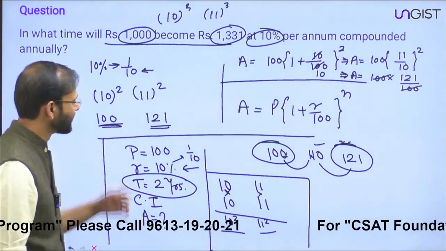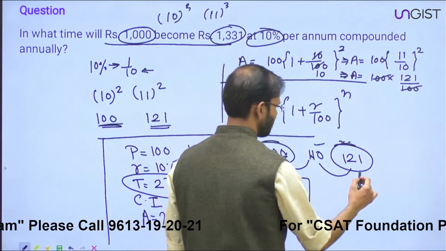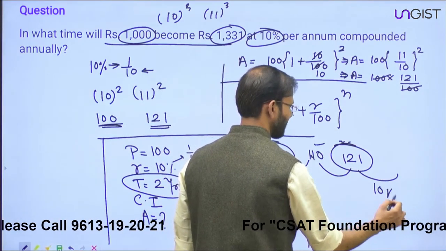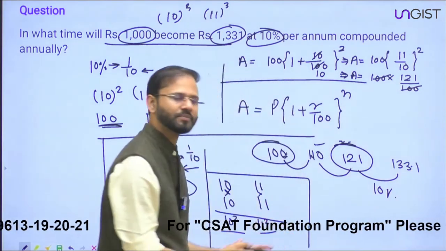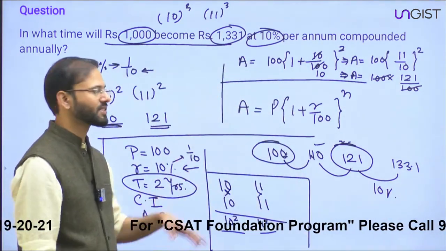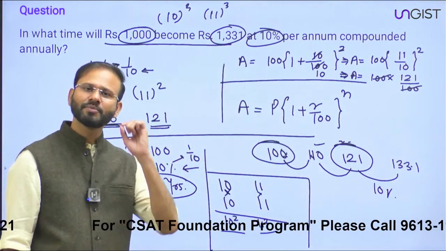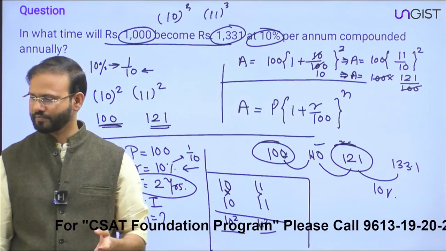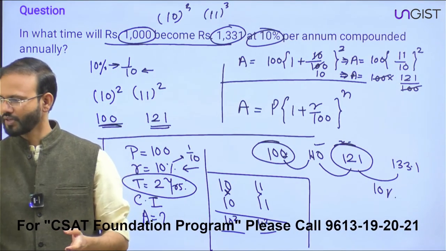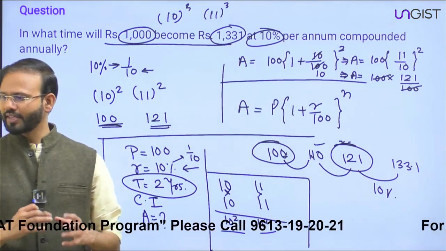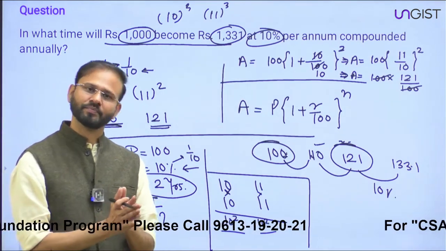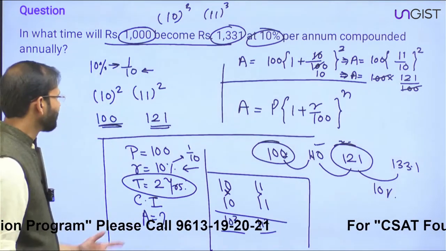In fact, we have already discussed this in the last videos. So one more 10% increment will give you 1331, right? 133.1. Guys, we have already discussed this actually. So just by reading this question, you can tell me the answer. Okay, guys. So fine, friends.